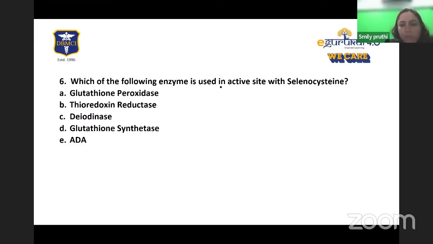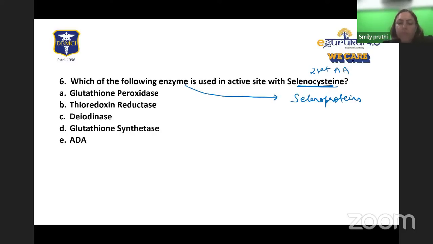Next is, which of the following enzyme is used in active site with selenocysteine? So the enzymes which use selenocysteine at the active site are known as selenoproteins. Selenocysteine, the 21st amino acid. So glutathione peroxidase, thioredoxin reductase, and deiodinase. All 3 are the answer, A, B, and C. So these are selenoproteins, we can say. They use selenocysteine at their active site. Okay, it is not ADA, adenosine deaminase, not glutathione synthetase.